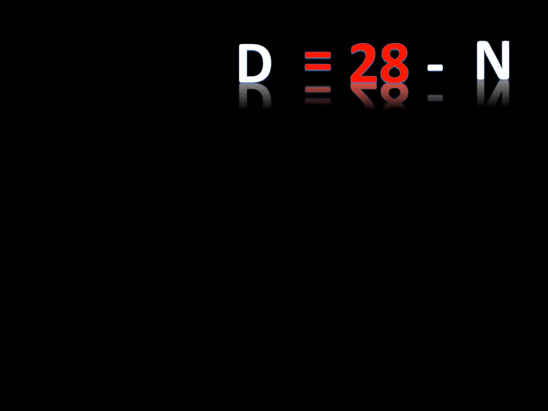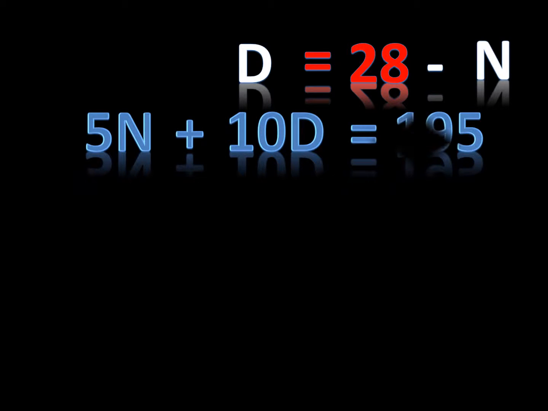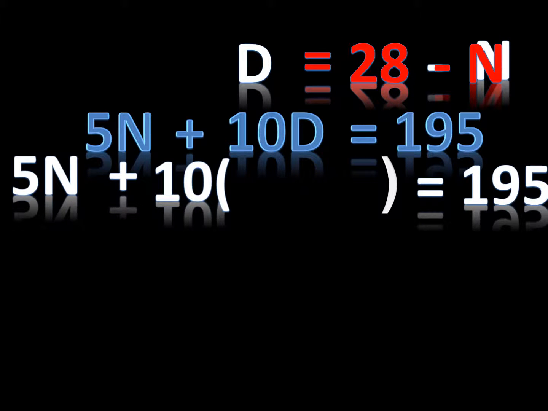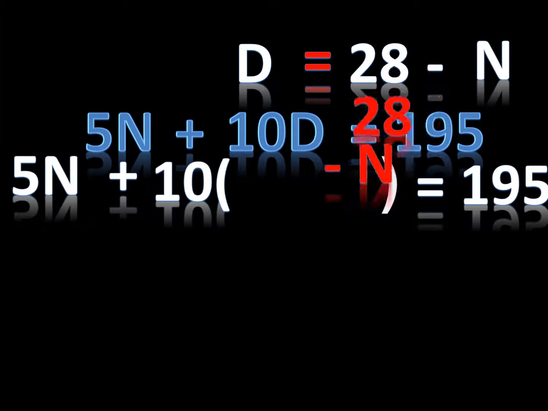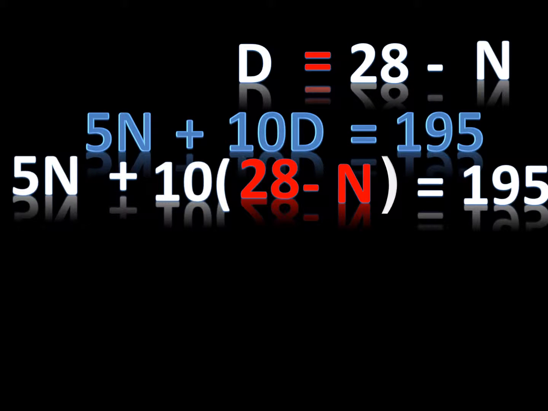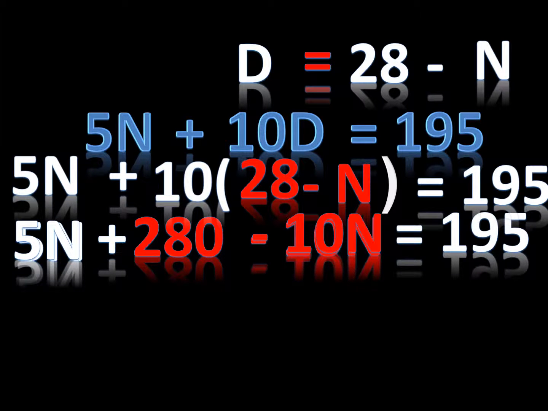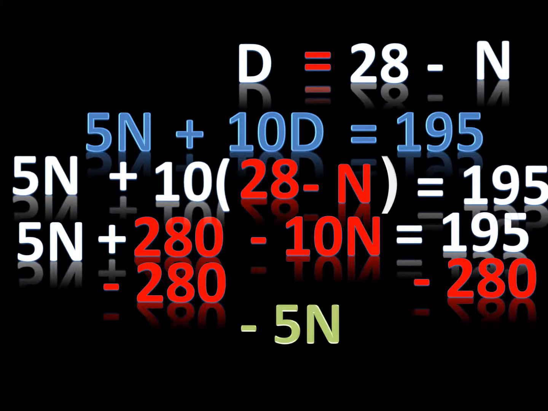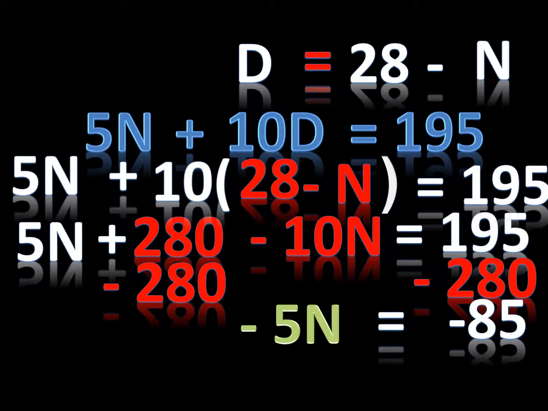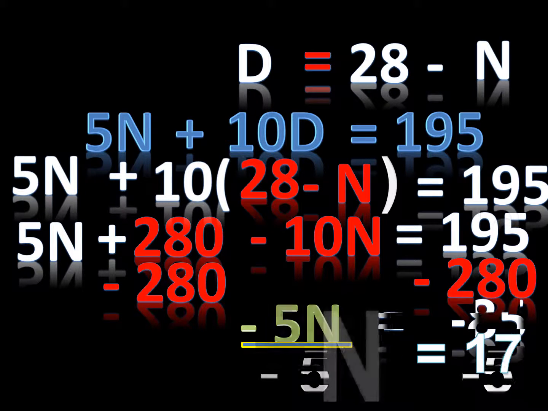Getting back to the problem, restate the equation 5N plus 10D equals 195. Now, rewrite the money or second equation, again leaving space where the D was. Substitute 28 minus N into the new equation. When you multiply by 10, you get 5N plus 280 minus 10N equals 195. Add your N's and you have negative 5N. Subtract 280 from both sides, yielding the equation negative 5N equals negative 85. Dividing both sides by negative 5 yields N equals 17.